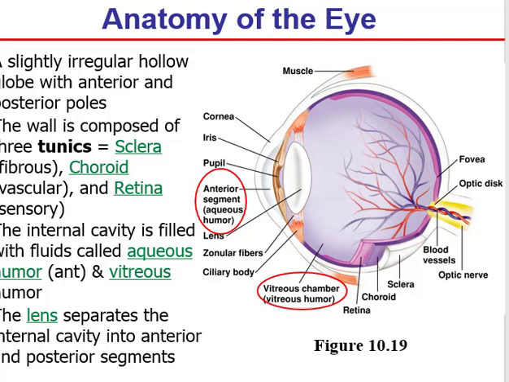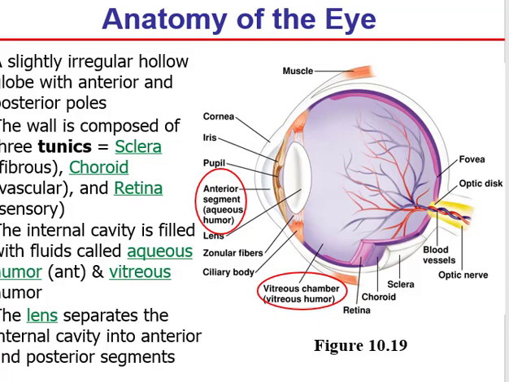The lens is what separates the internal cavity into anterior and posterior segments. In this anterior segment, both cornea and lens are convex in shape. Those surfaces are transparent, flexible, and they lack vascularity. These structures allow for precise focusing of light onto the retina, which is composed of 3 layers, shown in figure 10.2.9.